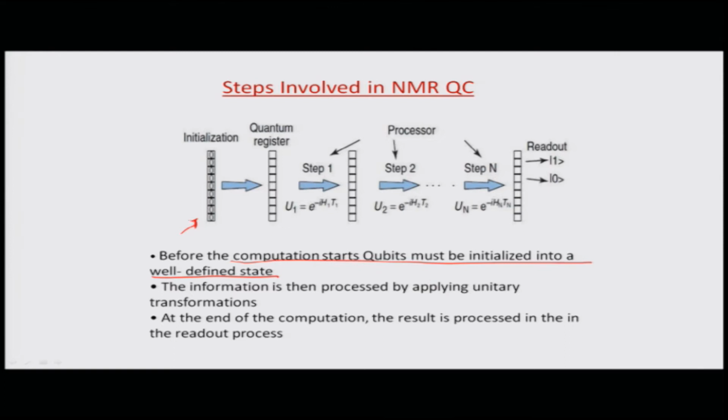So, once the initialization is properly done, we have our quantum register, which has the information in that set that we want to start our computing in, and we apply the unitary transformations one after the other. So, the first step would take it to the application of one unitary transform and then the next, and so on and so forth, and at the end of the computation the result is processed in the readout process. So, this is our final readout process which is looked at as the final output.